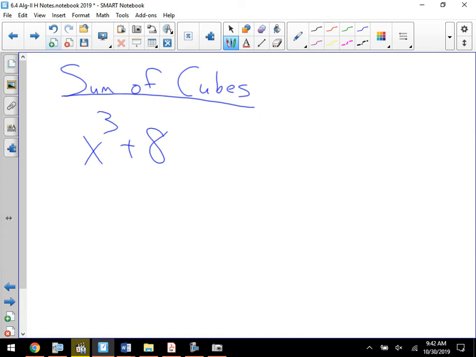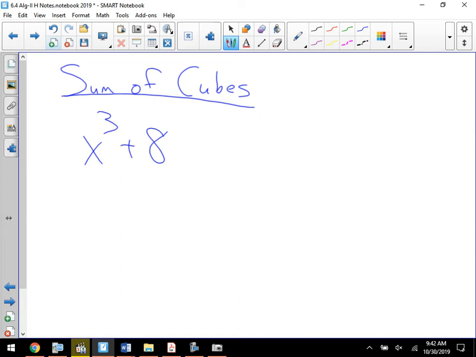If I type in the calculator the cube root of 8, what do you get? 2. So what do you think the cube root of x cubed is? X. Remember, what's the square root of x squared? X. The cube root of x cubed is x. What's the fourth root of x to the fourth? X. So whenever you take the nth root of something to that nth power, it's just whatever the variable is. Those powers and roots undo one another.